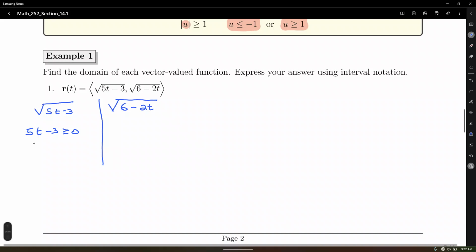Okay? So, let's solve the inequality 5t greater than or equal to 3. t greater than or equal to 3/5. Okay?